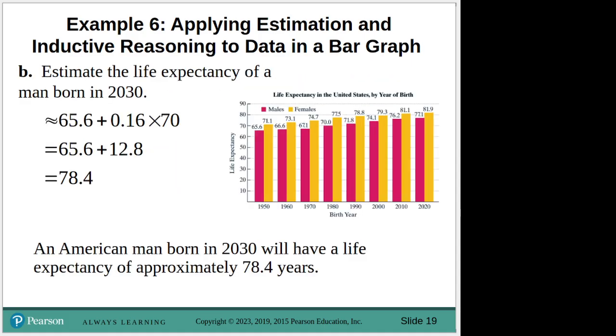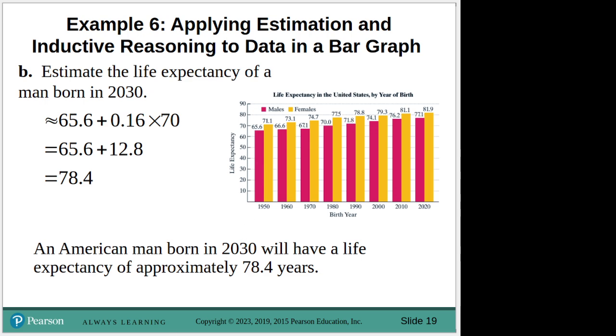Well, if I want to figure out the life expectancy in 2030, then I've got to go 70 years out. And so I take 70 more years times the change per year, which is 0.16, and I add it to the starting value, 60.56.